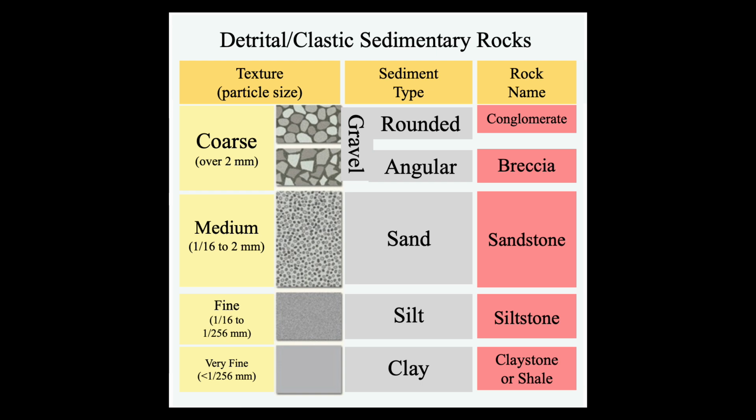If the size of the largest fragment is between 1/16 and 2 millimeters, then the sediment is called sand, and a rock that's composed mostly of sand, or whose largest fragment is sand, has a very strange name of sandstone. The sand fragments tend to be big enough to where you can see them, but not so big that you can actually see the shape very easily. A sandstone, you'll also notice, will have a gritty, sandy feel to it.